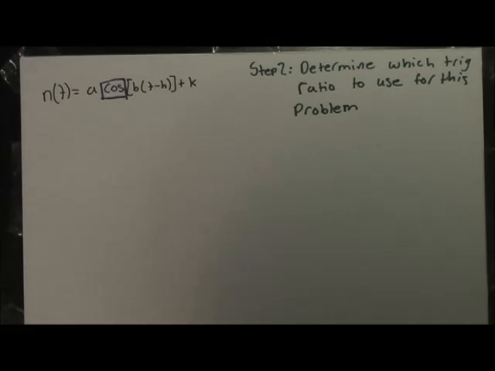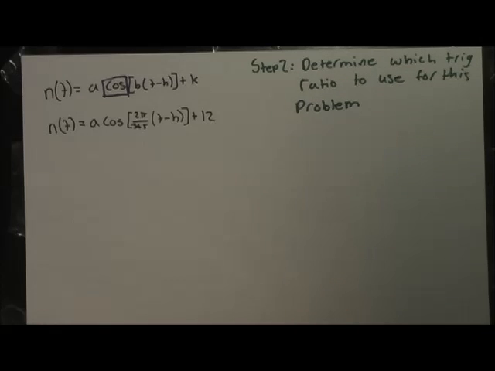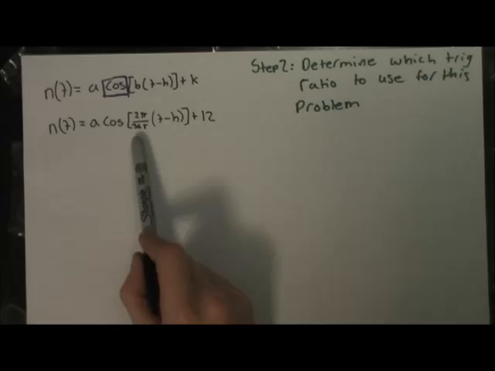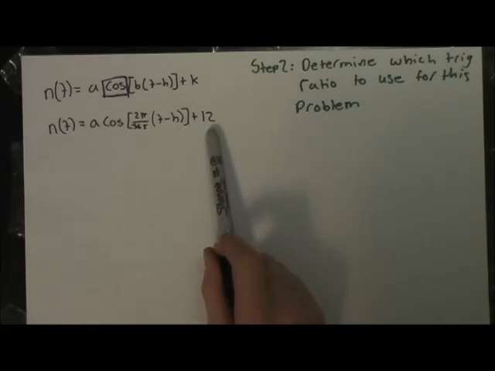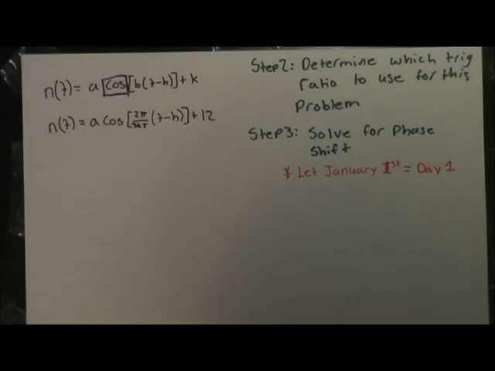The second step to solving this problem is to determine which primary trig ratio we need to use for creating an equation. For this problem, I determined that I want to use cos for my trig ratio. This is because the question gives us the max value and when it occurs. Therefore, I can find the phase shift easier than if I chose to use a sine function. What I've done next is I have recapped all of my known values and plugged them into the equation. As you can see, I have my b value of 2 pi over 365 and my k value of plus 12.